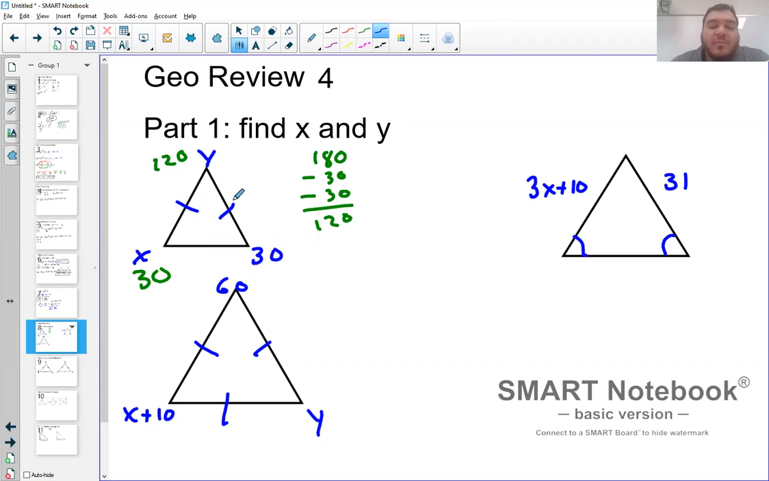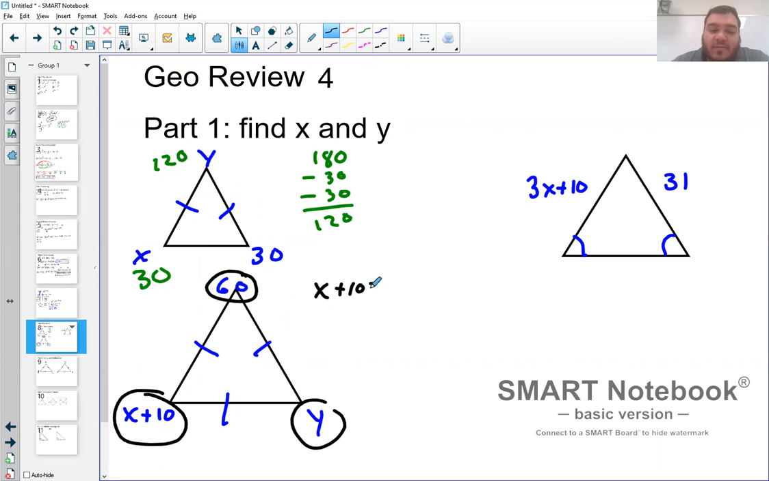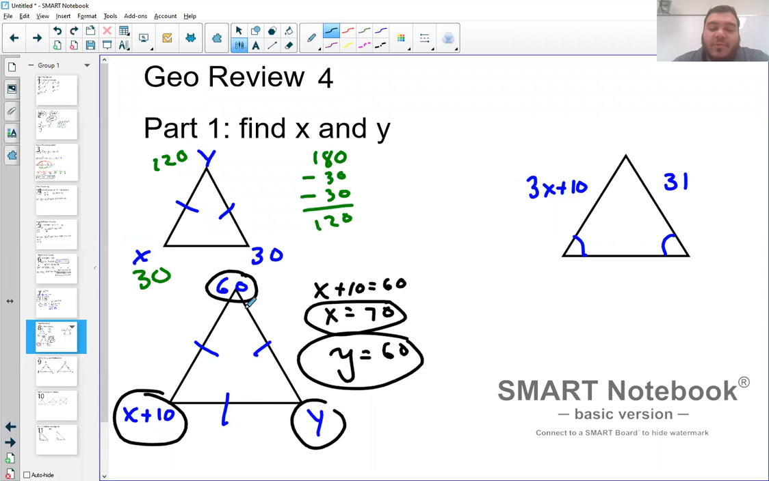They're going to be black to you, but the tick marks tell you which ones should match. This one, all the blue lines match. So that means all the angles match. So if this is 60, this should be 60, and this should be 60. So on the left, it's going to be x plus 10 equals 60, which means x ends up being 70. And y, since it's just y equals 60. They're going to be equal to each other, so that makes sense.